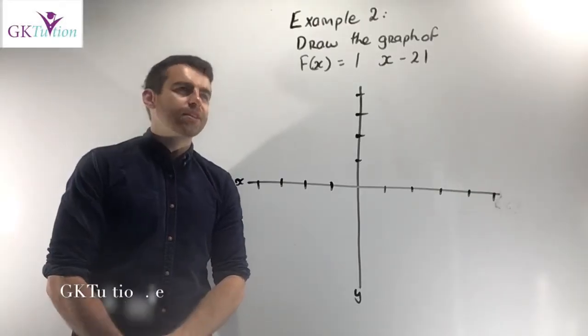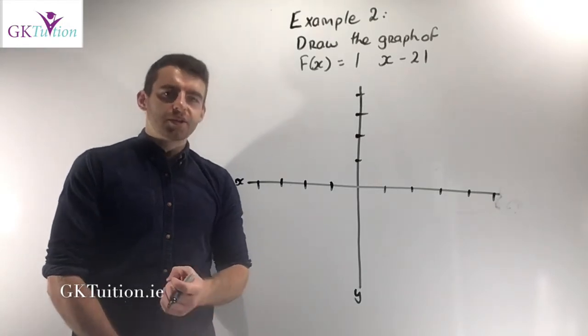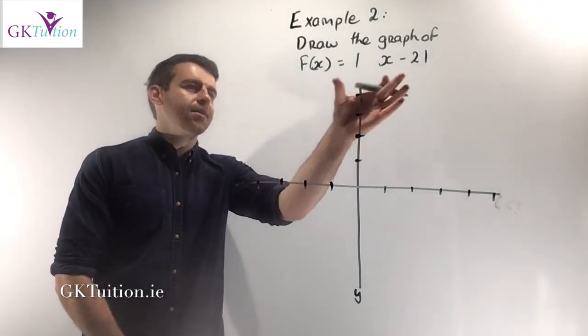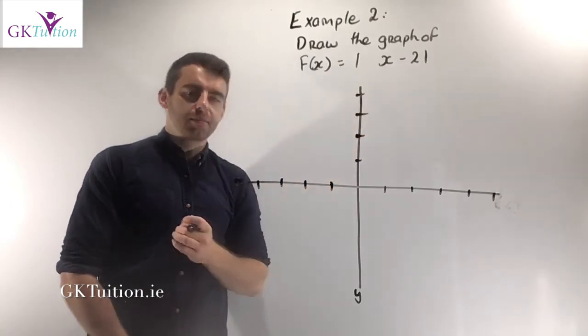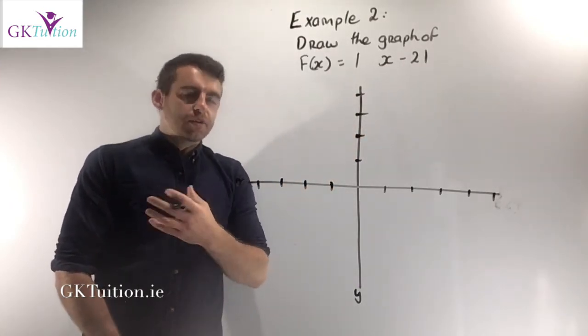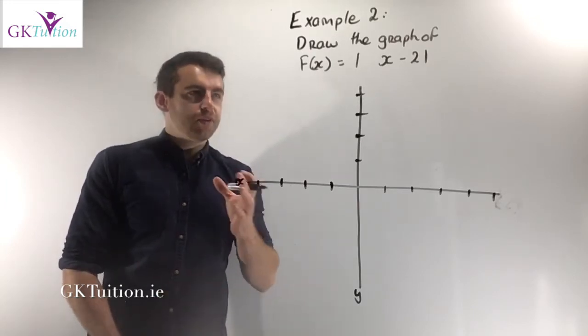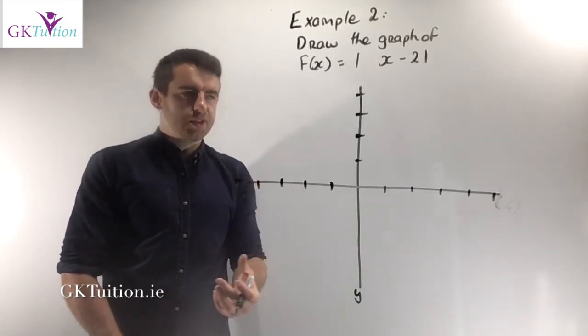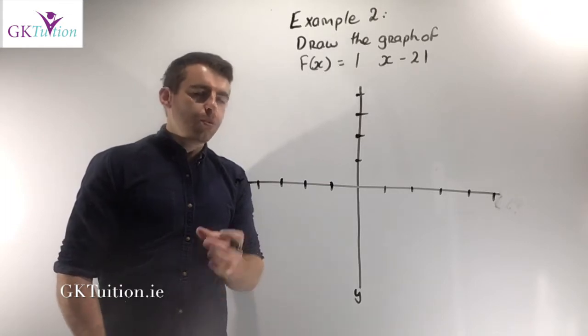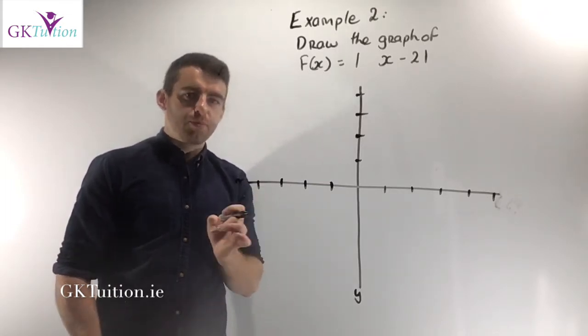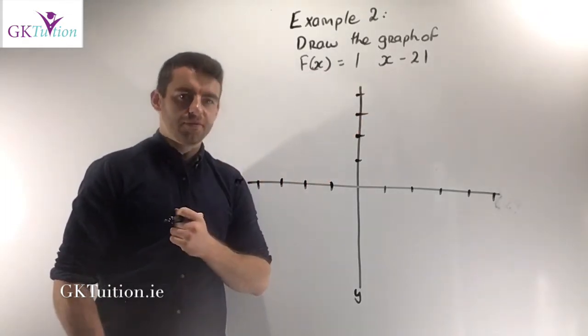Let's have a look now at this second example. Supposing I asked you to draw the graph of f of x equals the absolute value of x minus 2. You'll notice in this case, I'm not going to bother writing out a load of different points. In the previous example, just to introduce it to you, we found a load of different points, but we only need to find 3 points in order to draw this graph.